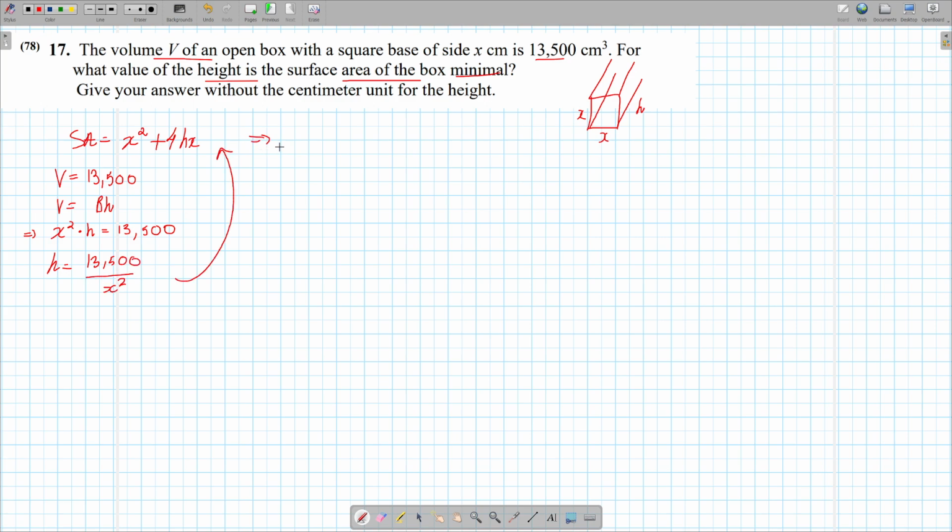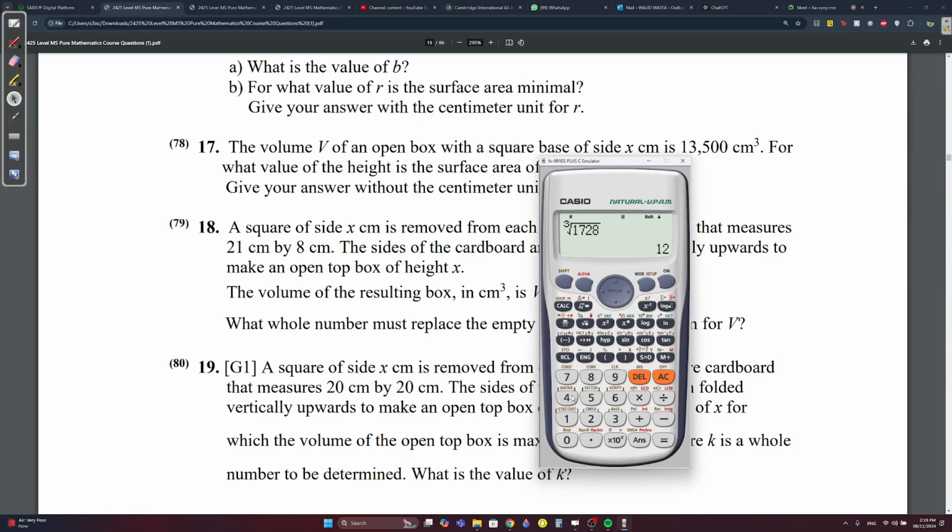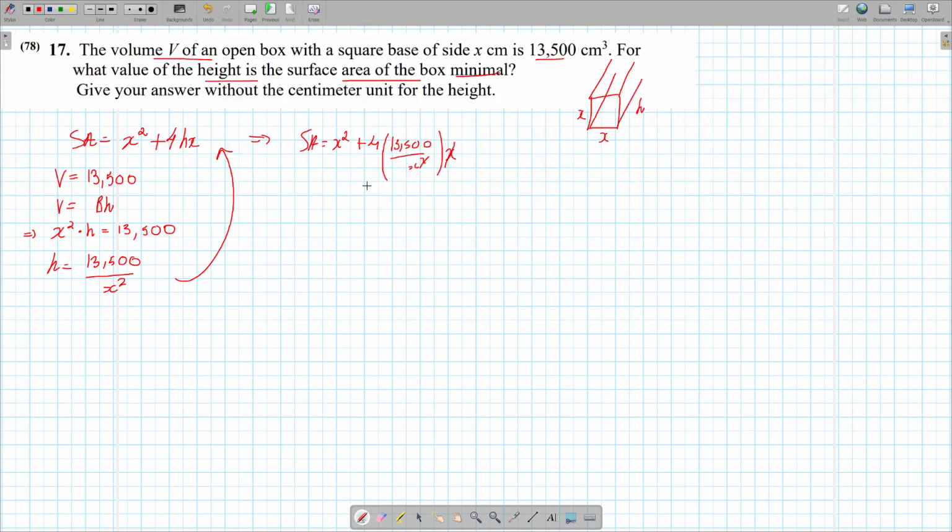So you go back over here. We're going to continue now. SA is going to be equal to x squared plus 4 times 13,500 over x squared times x. Okay, x squared with x cancels. 4 times 13,500, oh no, 54,000. Okay, so you're going to get SA is equal to x squared plus 54,000 over x. Okay, this is your surface area.